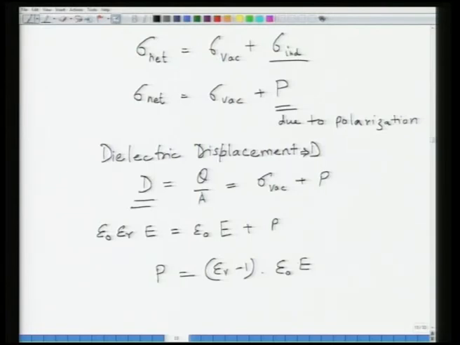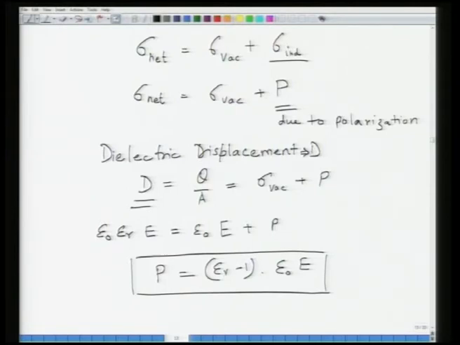Now, you see the quantitative nature of the polarization. This equation shows that when you insert a dielectric between parallel plates, then the total surface charge density, or the dielectric displacement, gets modified by P, which is nothing but the polarization of the material. So, this is a fundamental equation: P is equal to epsilon naught E multiplied by epsilon r minus 1. Since epsilon r is greater than 1, P is a finite positive quantity.